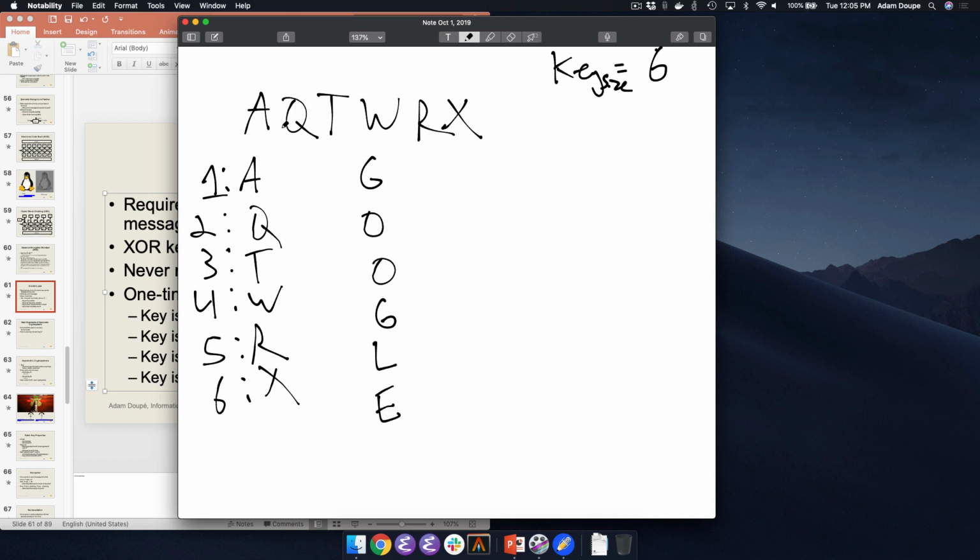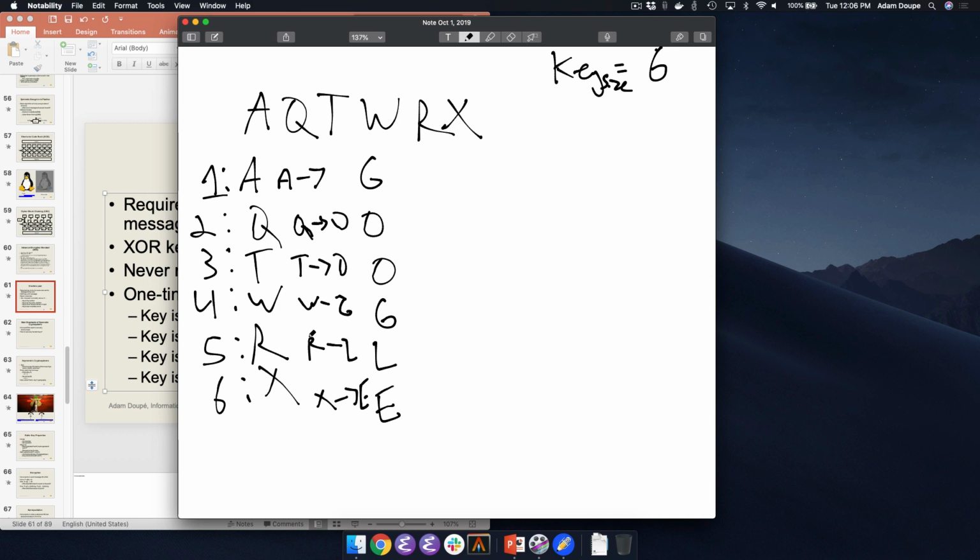Cool. So, does a key exist that would decrypt this to Google? Yes. So this would be A to G, Q to O, T to O. I don't know what all these offsets are, but you could figure them out. R to L and X to E. So using whatever that key is, we could then make this say Google.